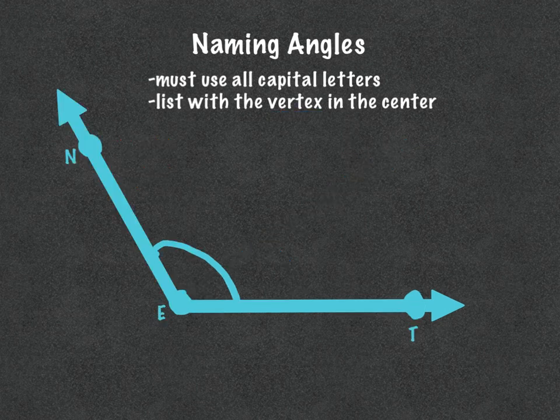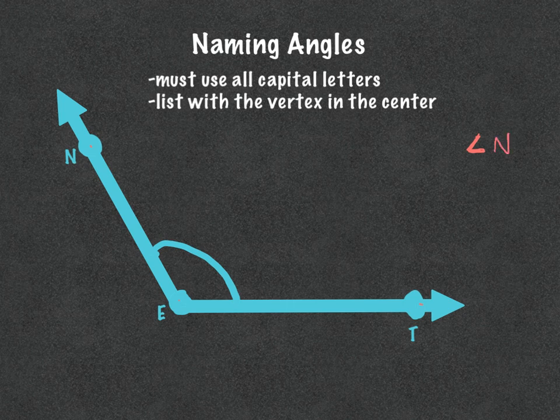Another one. This is an obtuse angle. When we name this, we still draw a mini angle, but we're not going to draw an obtuse angle. We always draw this little acute angle. It's just the way that geometry people like it. So you draw a little acute angle, and then this one, we could go NET.